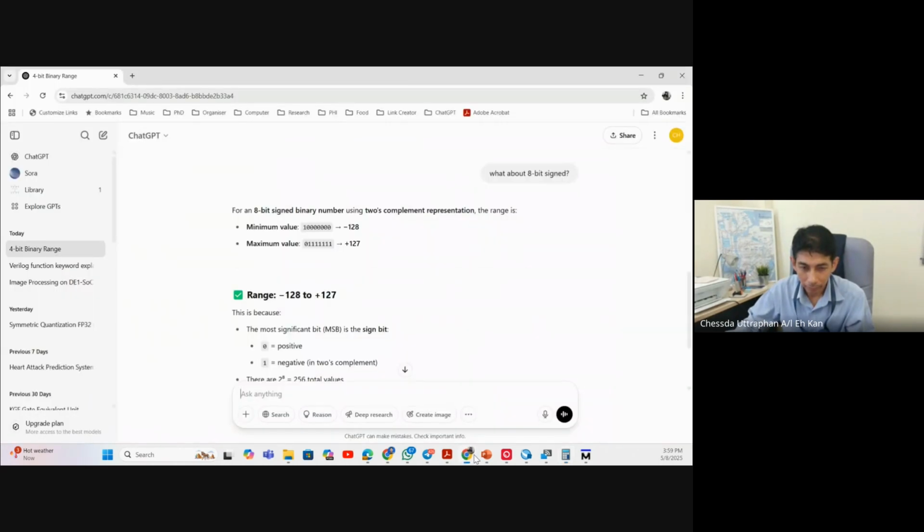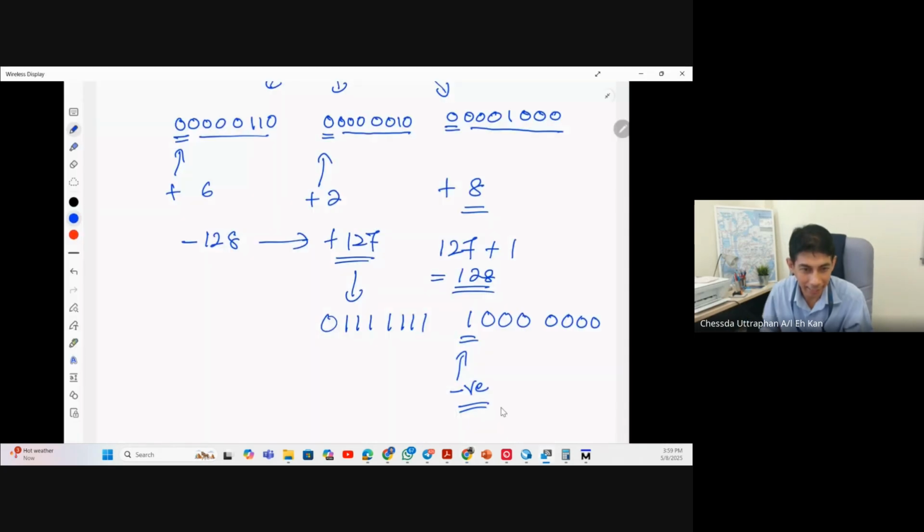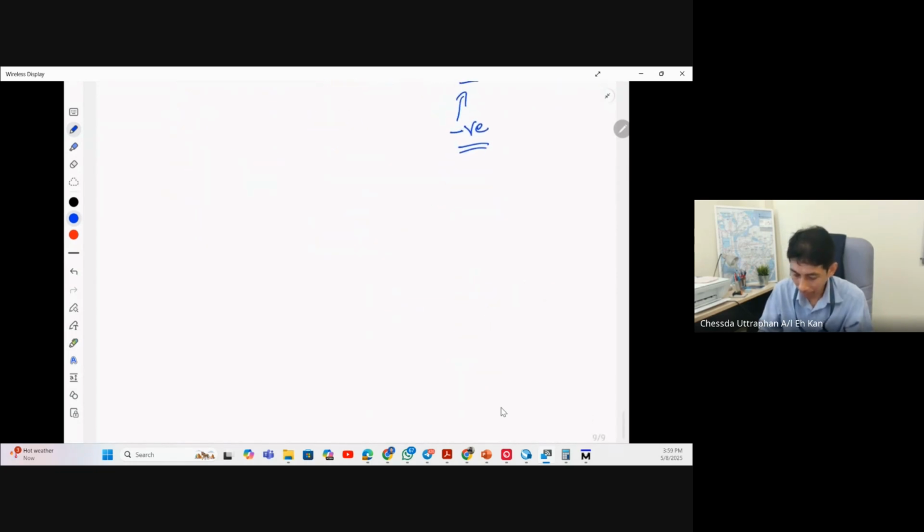Now, this is the range. Can we determine the range without asking ChatGPT, right? Because if you have ChatGPT, it is easy to know the range, right? But what if you don't have? Of course, in the exam, you don't have. How do you know that? For example, 4-bit, what is the maximum value that you can use? The answer is very easy.